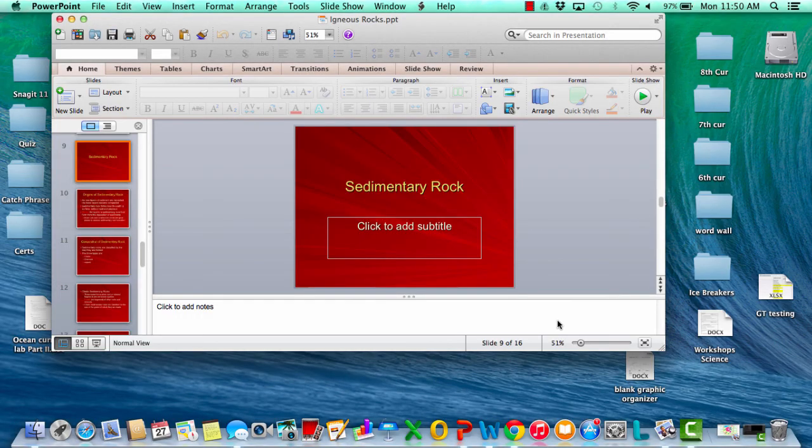All right, and so that's it. So you pretty much just need to know that all sedimentary rocks are broken into the three parts: clastic, chemical, and organic, and know how to be able to tell the difference between the three.